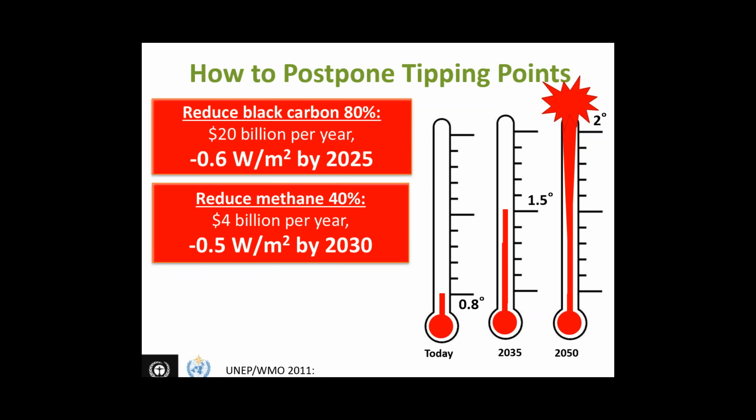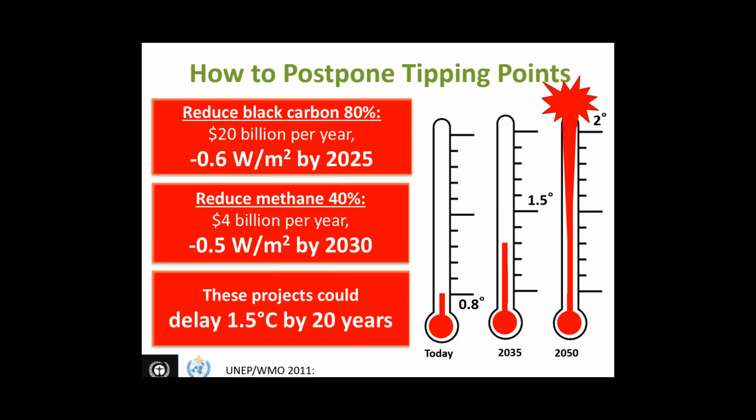They found that by reducing something called black carbon emissions, which would be cost effective to do for just $20 billion per year by 2030, we could reduce forcing immediately by as much as 0.6 watts per meter squared within a 10-year period. And if we focus on methane abatement, we could reduce methane emissions globally by 40% for just $4 billion per year. This would actually reduce forcing by 0.5 watts by 2030.